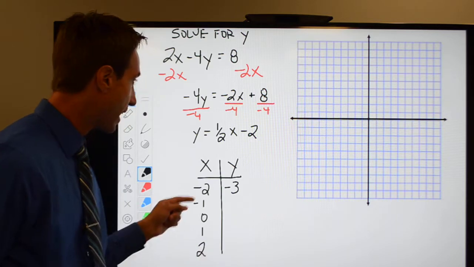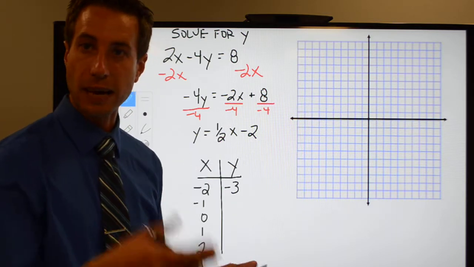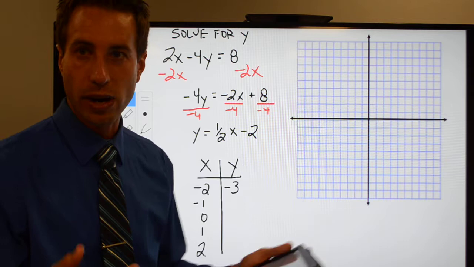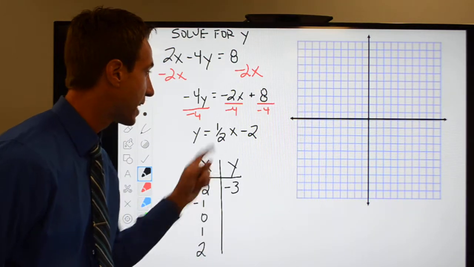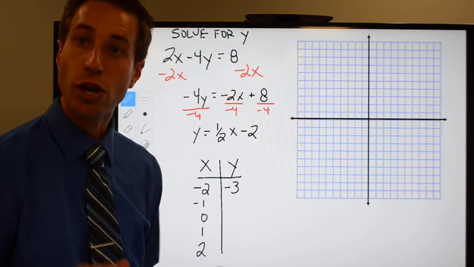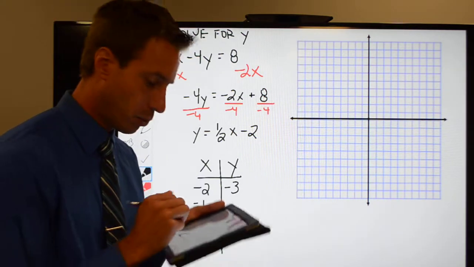Do it again. Negative 1 in for x. 1/2 times a negative 1. Well, anything times 1 is itself, but it's a negative 1, so it'll be a minus 1/2. Negative 1/2 minus 2 should be a negative 2.5.